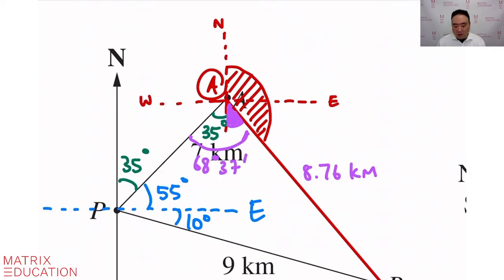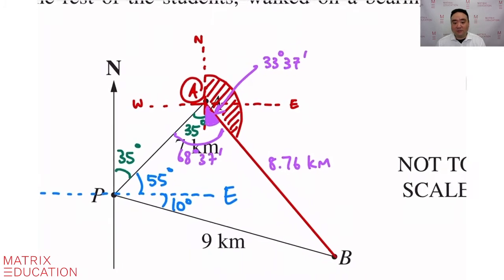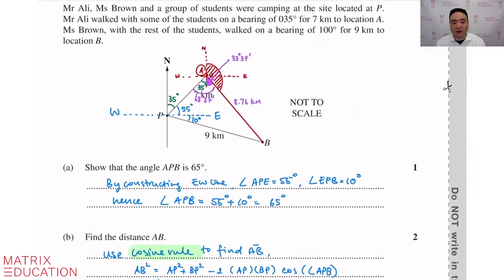What is that purple angle? The purple angle here would be 68 degrees 37 minutes minus 35, and that is 33 degrees, 37 minutes. So that purple angle there is 33 degrees and 37 minutes. Hence now we can find the bearing.